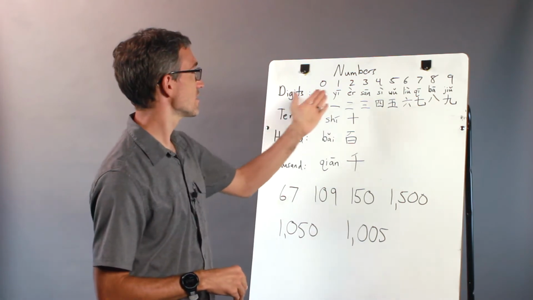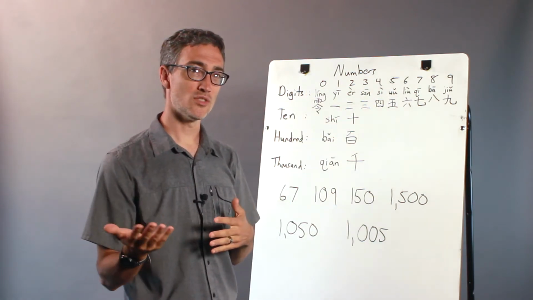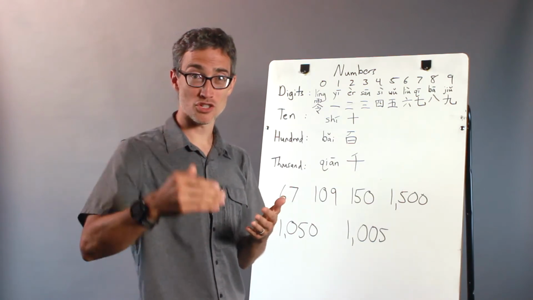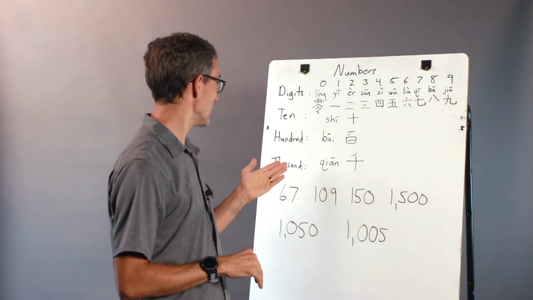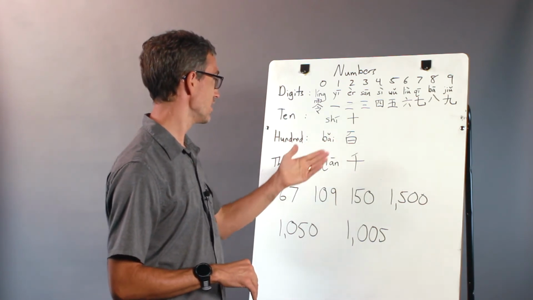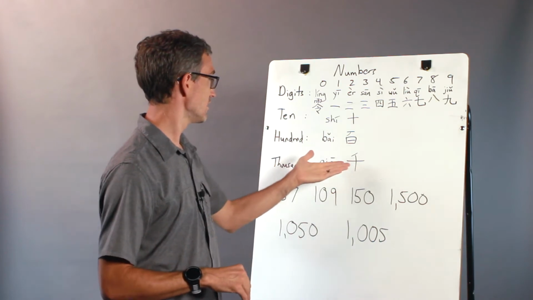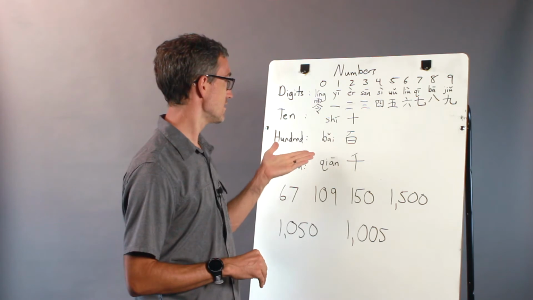Okay, so that's the digits, and then 10 is shi, second tone. The to be verb is shi, fourth tone. So this sounds different. And then we have bai. Bai is 100. And then we have qian, which is 1,000. So shi, 10, bai, 100, qian, 1,000.